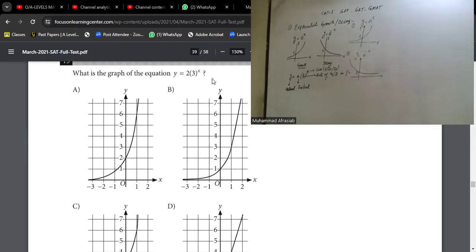This is the graph shown for y equal to 2 into 3 power x. Which of the graphs is relevant to that? So your graph is y equal to 2 into 3 power x.